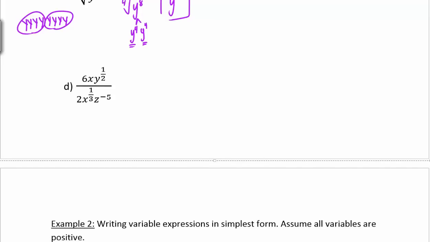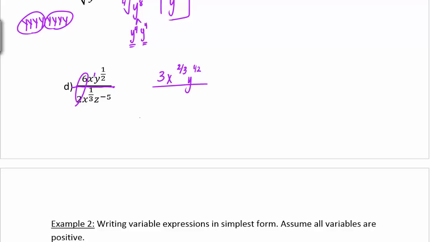Alrighty, then part D. Part D is exponents. So if you remember, here we are dividing. So the first thing I'm going to do is 6 divided by 2, and that's 3. This x here doesn't have an exponent, so I'm going to add a 1. And I'm dividing x to the first divided by x to the 1/3. So I need to subtract the exponents. So 1 minus 1/3 is 2/3. Y to the 1/2 is going to stay right where it is.